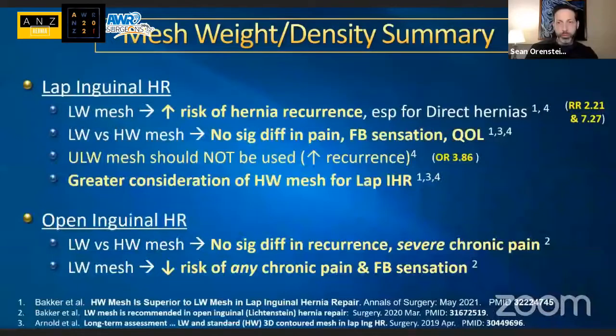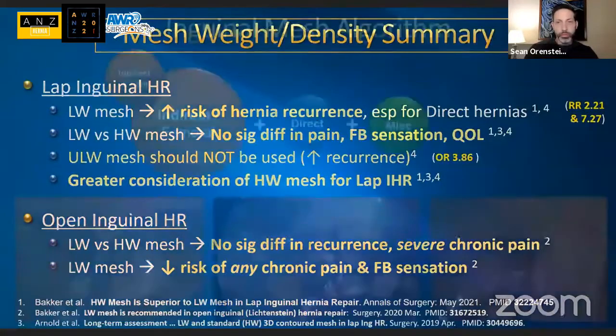So bottom line is all these studies point to a consideration for greater use of heavyweight mesh in the groin for the reasons I've laid out, as well as the physiology of most of these being bridge repairs. For open repairs, it's a little bit different, but a lot of overlap in that there was no difference in recurrence or severe chronic pain, although one study did show that lightweight mesh did reduce the amount of foreign body sensation as well as any chronic pain. But again, most studies do demonstrate similarities with regards to long-term outcomes between these two meshes.